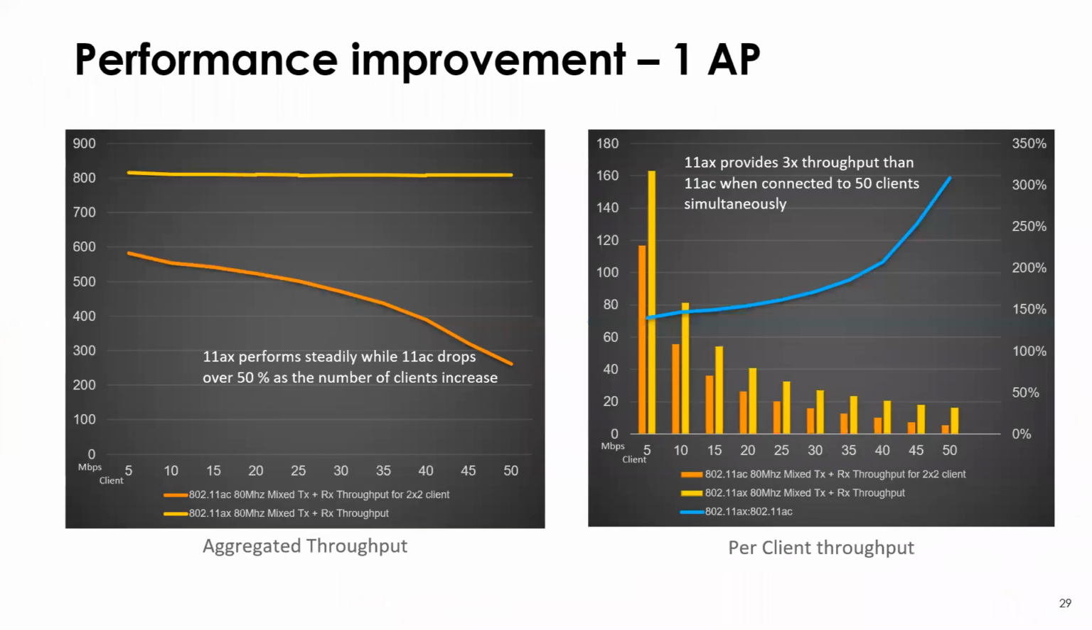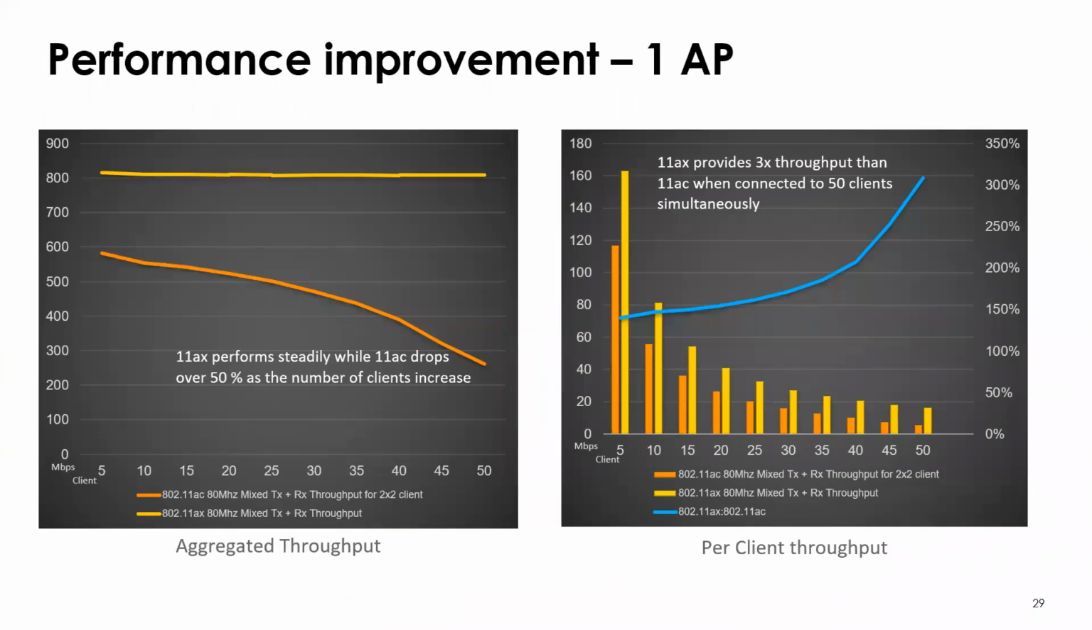So one of the big areas where you see improvement here, we are talking about increasing capacity. One of the problems with 11AC and older technologies is as you add more and more devices to that access point, the aggregated throughput that's shared by all of the connected devices actually drops. So you can see that here in the dark orange line right here. As you add more users, the aggregated throughput drops.